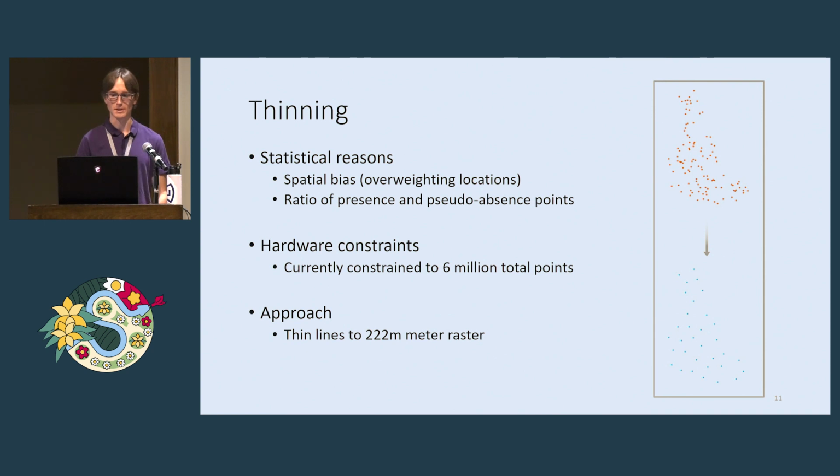So the rasterization process on the previous slide also addresses our need to spatially thin our data. If presence data is overly clustered, like from switchbacks or trail intersections, it can cause spatial bias where the model overfits on clustered presences. So thinning the data will reduce those clusters. It'll also give us more control over the presence to pseudo-absence points, the ratio between them, and that's useful for model optimization. And then in our case, we have hardware constraints to deal with. The computers we're using can only handle around 6 million points, and that's another reason we use the 222 meter scale raster. Once we get access to better hardware, we'll test at higher resolutions.